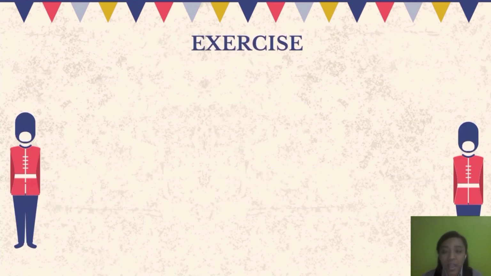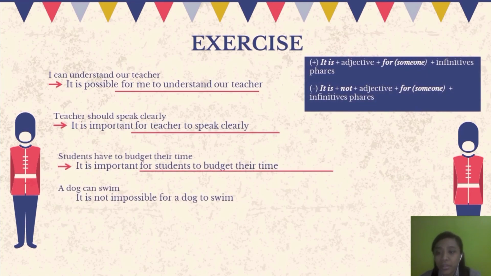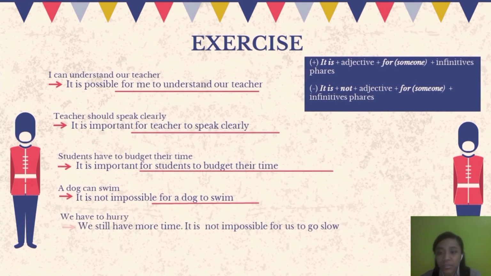Next, I have some exercises. I have 5, we can see here. The first, I can understand our teacher. It is possible for me to understand our teacher. The second, teacher should speak clearly. It is important for teachers to speak clearly. The third, students have to budget their time. It is important for students to budget their time.